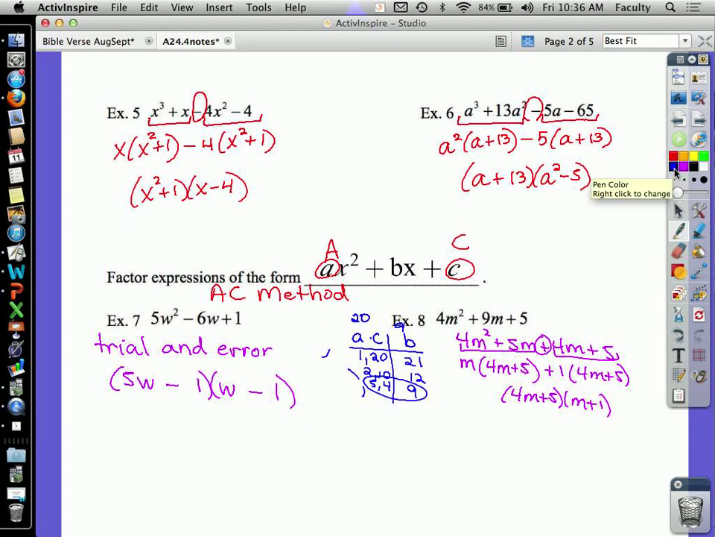Now, when I go to do example 8 with trial and error, and this is what I thought you were referring to, Noah, but I don't think so.